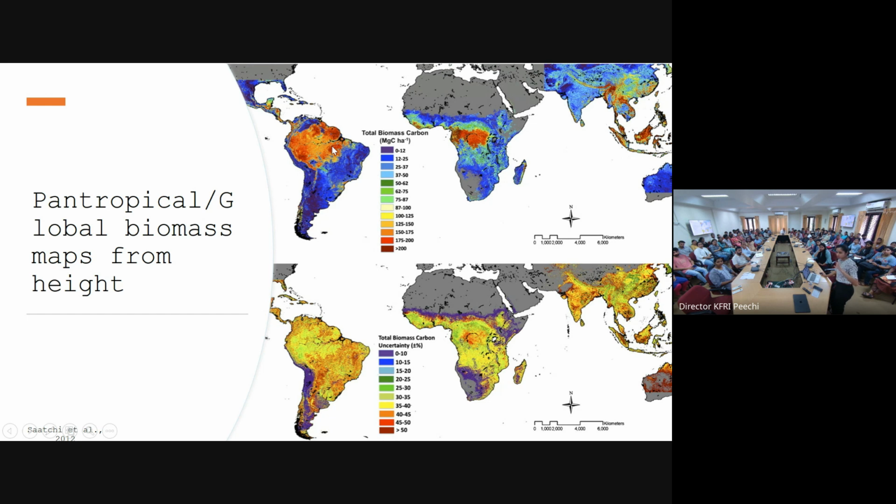So just to give one cool thing to look at, red color means very high biomass areas. And if you look at this color, these high biomass areas are also the regions which have the highest uncertainty, sometimes an uncertainty of about 50%. Which means if you have an estimate which says 125 megagram carbon per hectare, it could be anywhere between 50 or 200, and you don't know which of that is true.